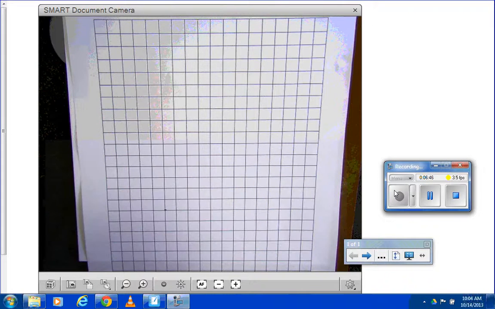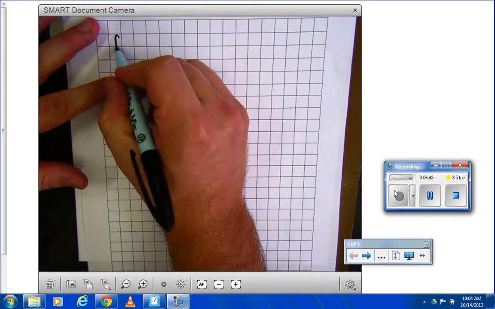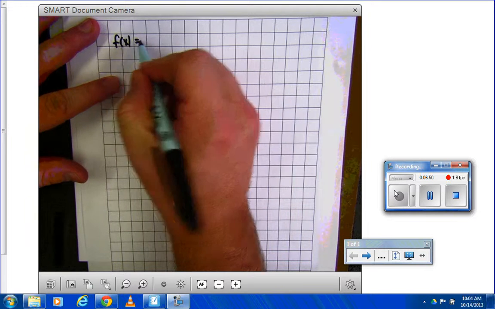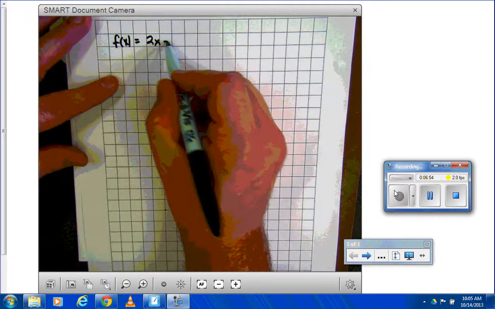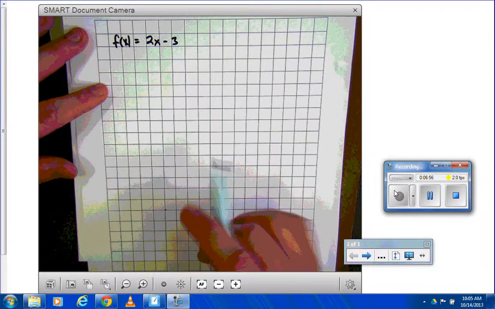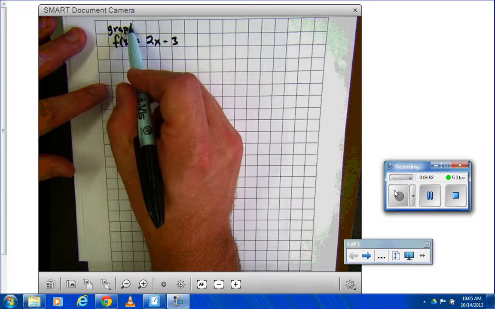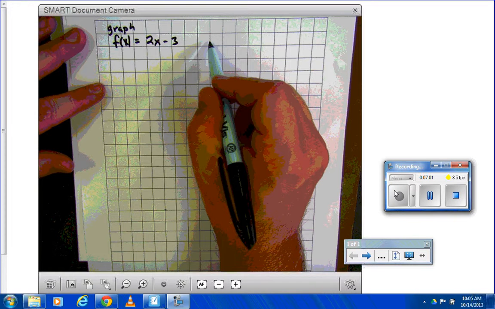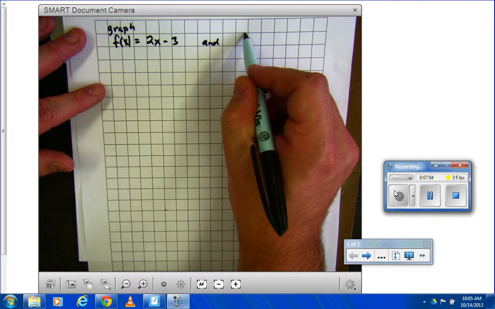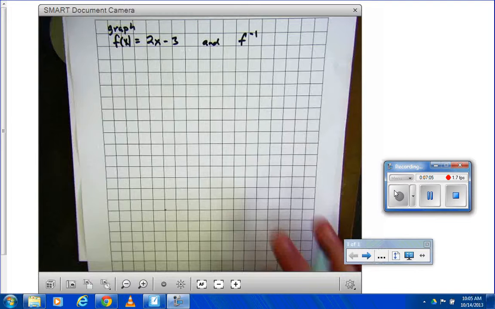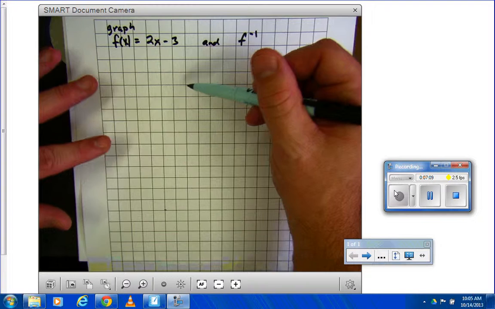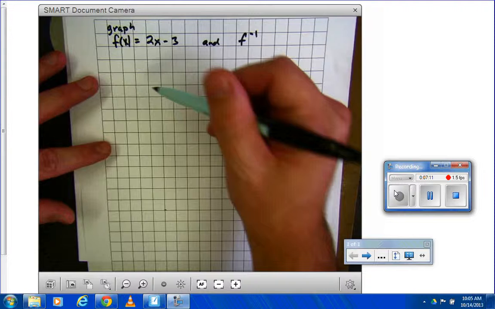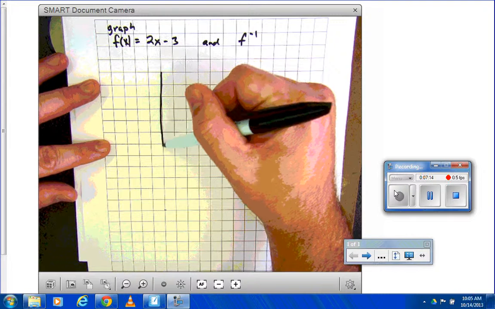All right, so let's start off with a linear equation, and what we're going to look at is how we would graph its inverse. So let's say like 2x minus 3. Okay, let's graph that, and its inverse. I think we actually do this a little bit in Algebra 2, so it's not too bad here. We're going to start off, let's just graph 2x minus 3.